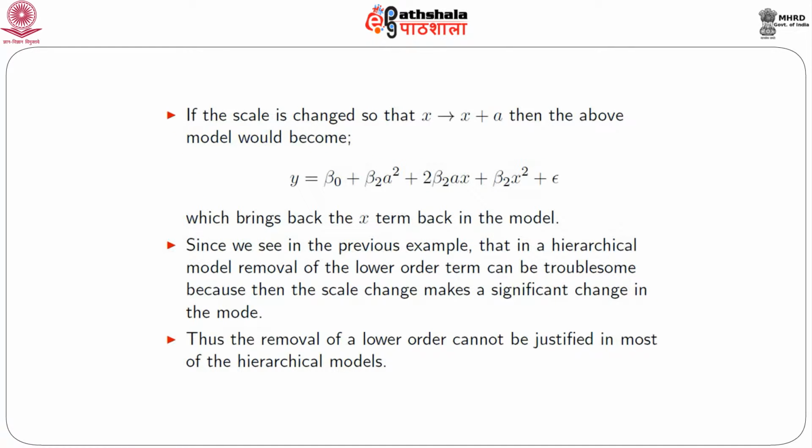Now, if the scale is changed so that x now becomes x plus a, then the above model would look like y equals beta naught plus beta 2 times a squared plus 2 beta 2 times a x plus beta 2 times x squared plus epsilon. As you can see, this scale transformation now brings back the term x into the model. Since we see here that in the hierarchical model, removal of a lower order term can be troublesome because then the scale change makes a significant change in the model. So, removal of a lower order term cannot be justified in most of the hierarchical models.